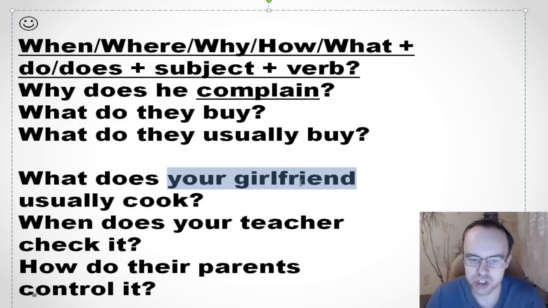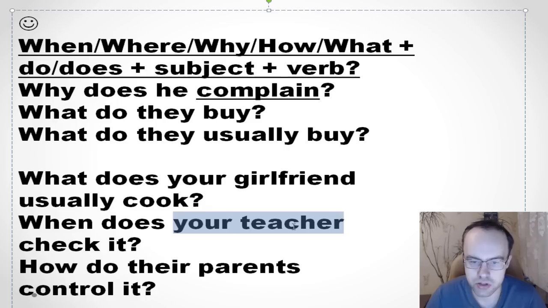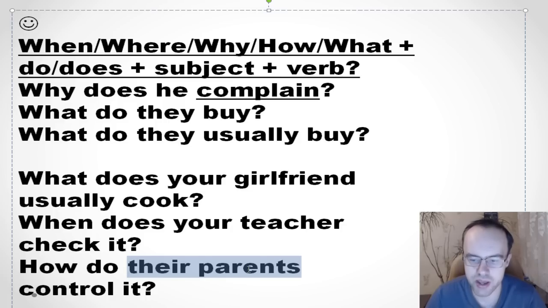When does your teacher check it? Your teacher, he or she, so we have does. When does your teacher check it? How do their parents control it? Their parents, it's they, so how do they control it? How do their parents control it?